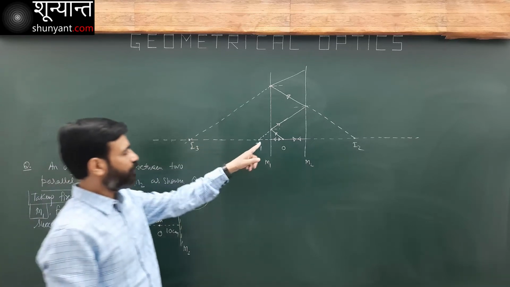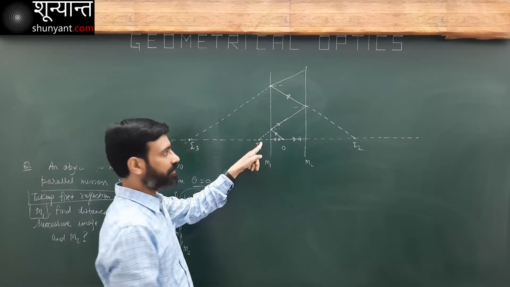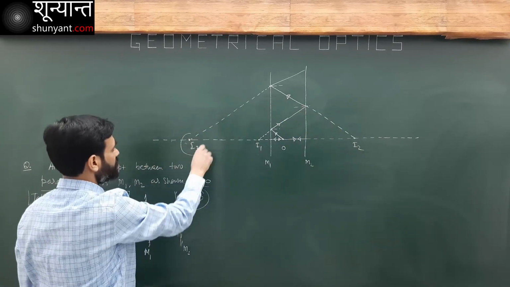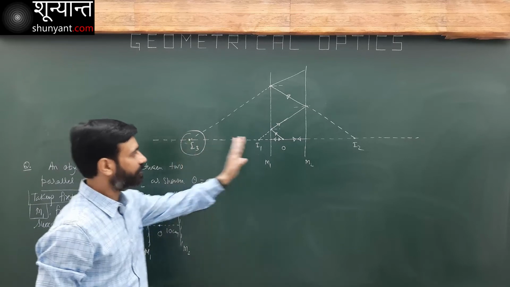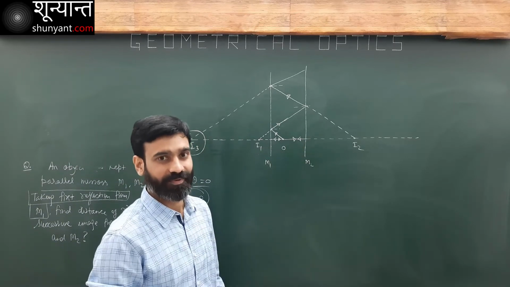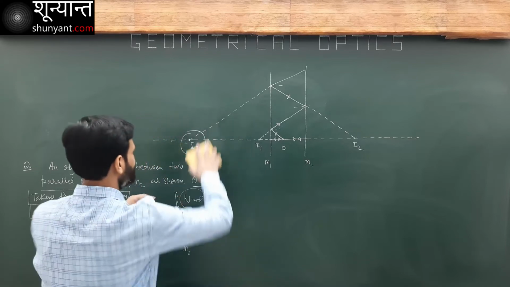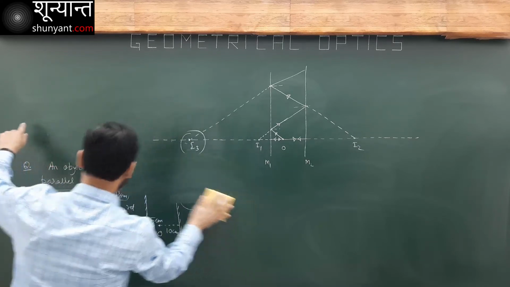Now, what we have to do is start by taking the first reflection from M1. So this is the first image, second image, third image. I have to find the distance of each image from M1 and M2. What will be the answer? Okay, let's solve it quickly. 5 and 10 centimeters.